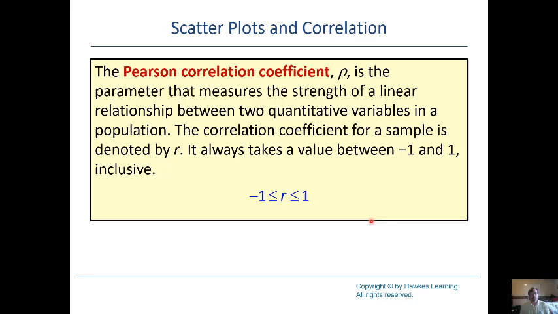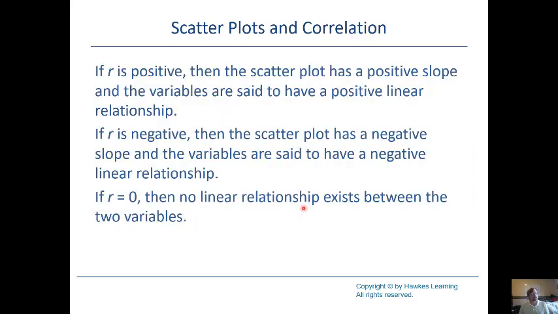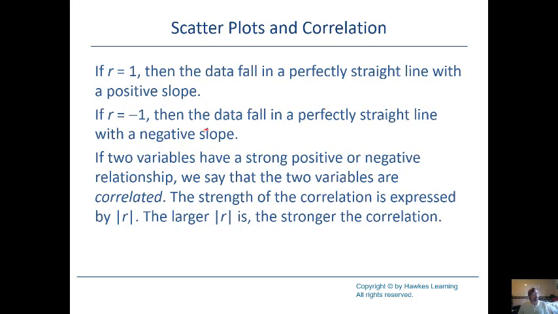So we measure the strength of a linear relationship with the Pearson correlation coefficient. It's denoted by lowercase r. It's a value between -1 and 1. If it is positive, the scatter plot's got a positive slope, and the variables are said to have a positive linear relationship. If it's negative, it's got a negative slope, and the variables have a negative linear relationship. If r equals 0, then there is no linear relationship. Okay, r equals 1 is a perfect straight line with a positive slope. r equals -1 is a perfect straight line with a negative slope.